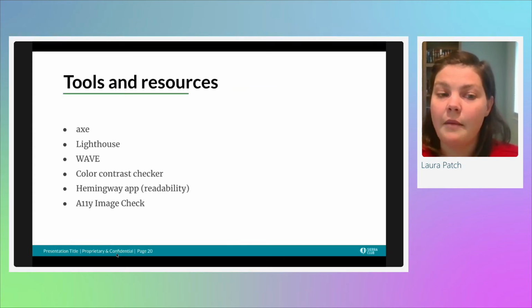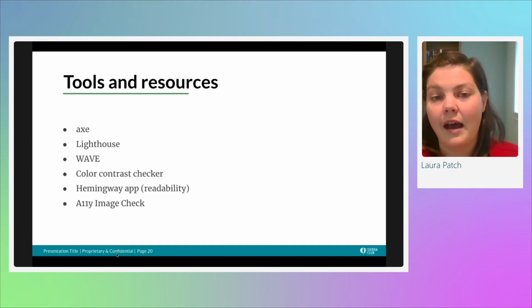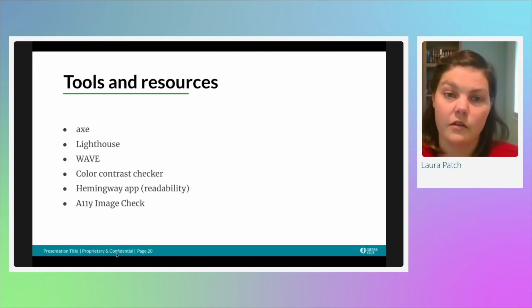The Hemingway app is really useful for checking your readability. People tend to get into business speak or write long paragraphs on digital properties. The Hemingway app will check what your reader level is for the content you've created. So that's a good one to share with your teams that are creating your emails or other documents.